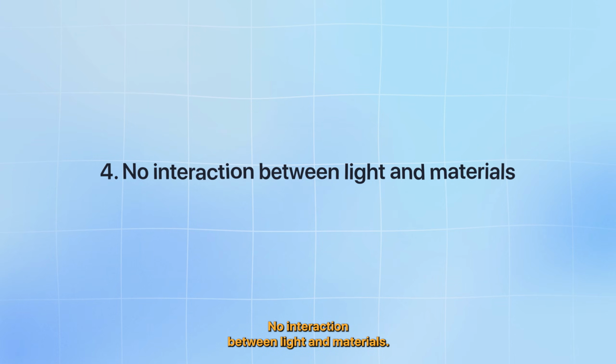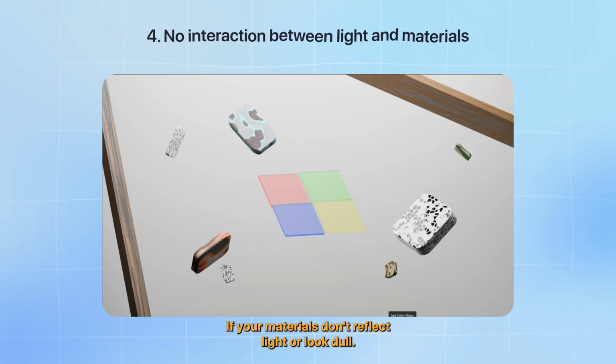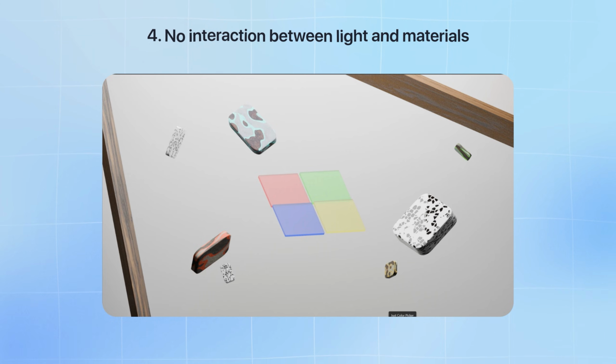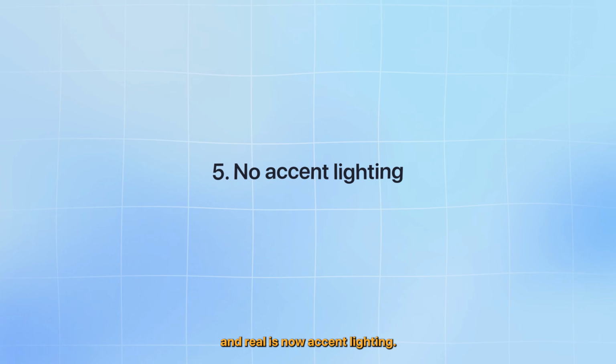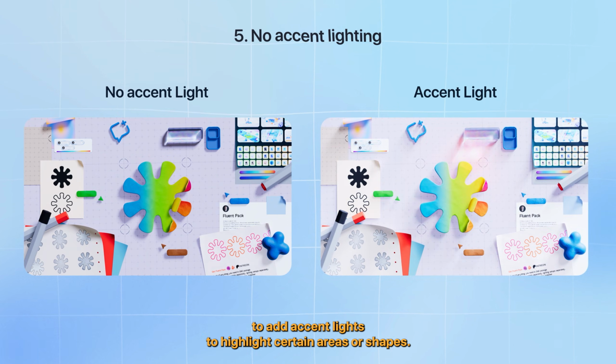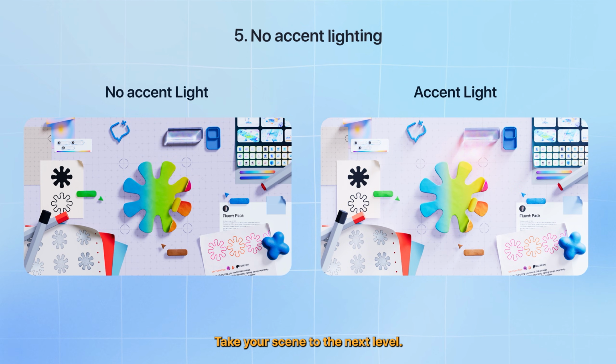No interaction between light and materials. If your materials don't reflect light or look dull, check reflection settings and glass thickness. Materials should respond to the light to give your object depth and realism. No accent lighting. After you set up the main lights, it's often a good idea to add accent lights to highlight certain areas or shapes. It's not always necessary, but it really helps take your scene to the next level. Now, let me show you how to avoid all these mistakes and build a clean and professional lighting setup step by step.